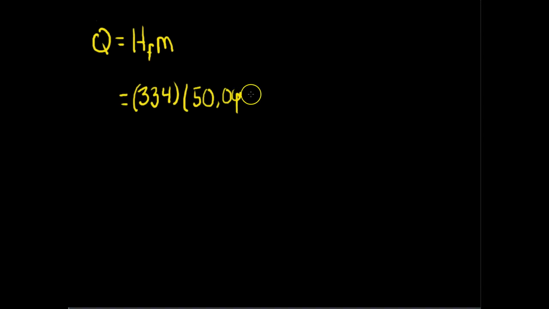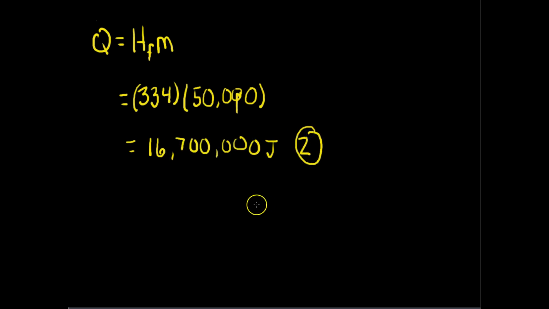Whoa, 50,000. There we go. Multiply this, again, we get a pretty large number. It's going to be 16,700,000 joules. That is step 2. Think back to the heating curve. We're on step 2, so we need that number in there as well.